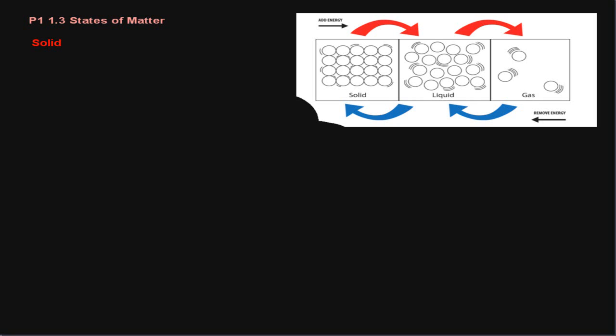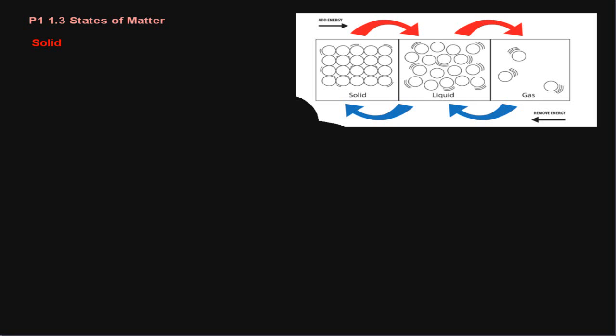What is its flow? Well, it doesn't flow. It keeps its own shape. What is shape? Well, it's like you can say frozen, but we all know that a solid can be any shape.